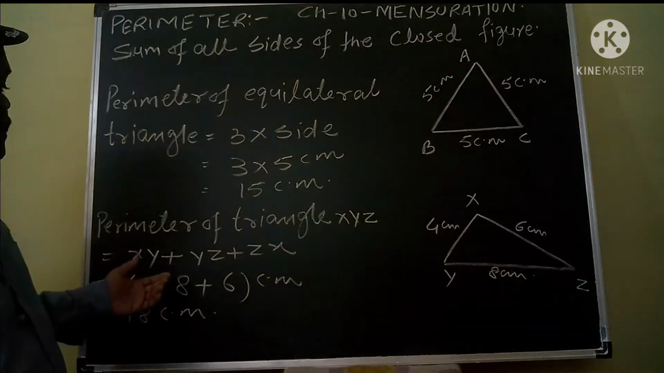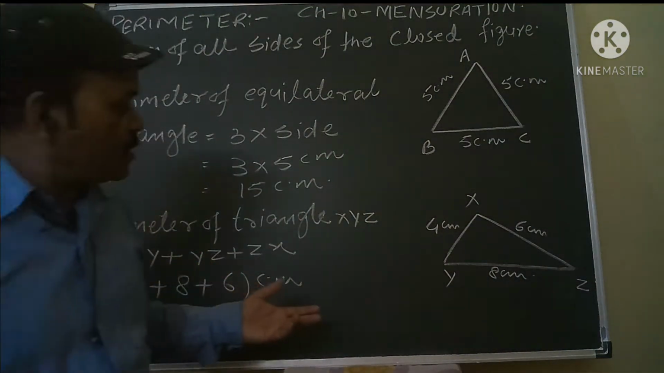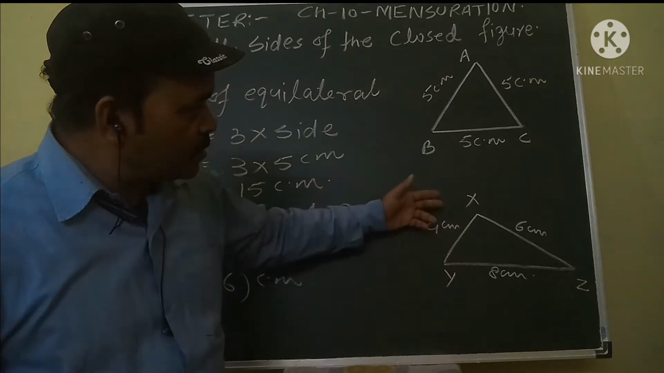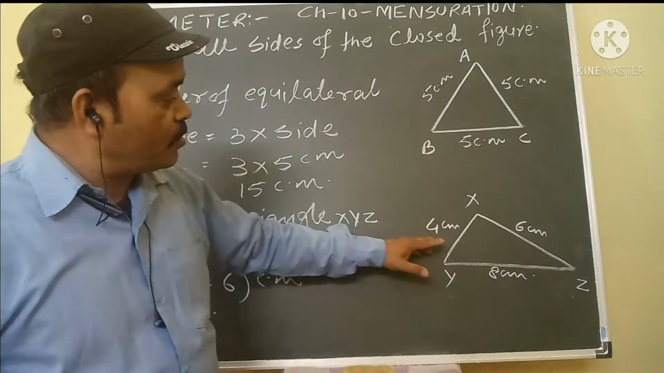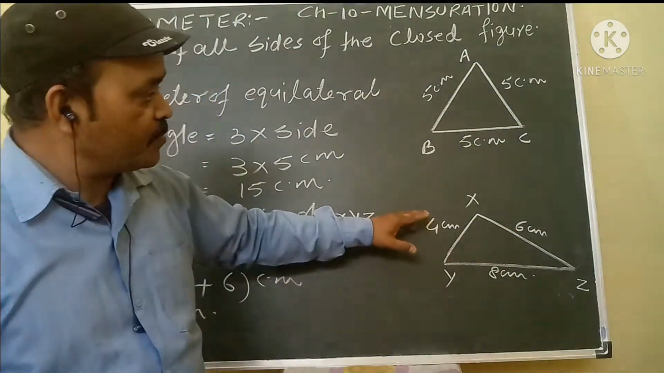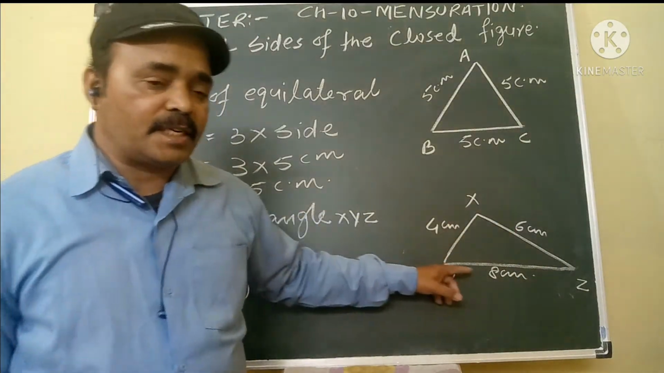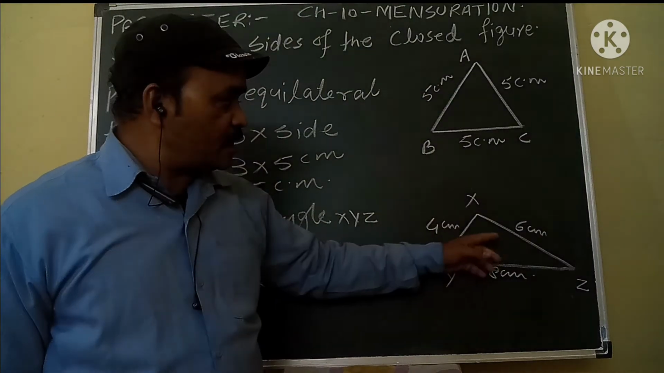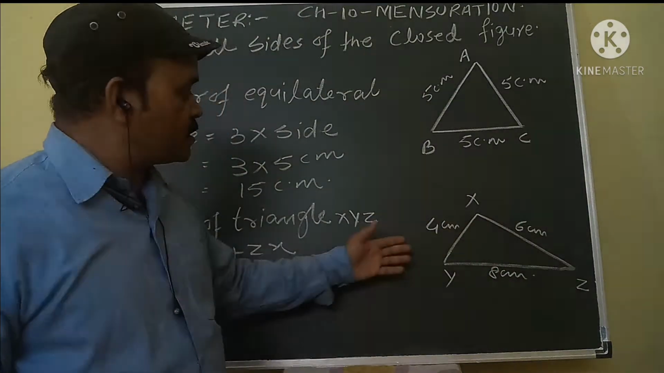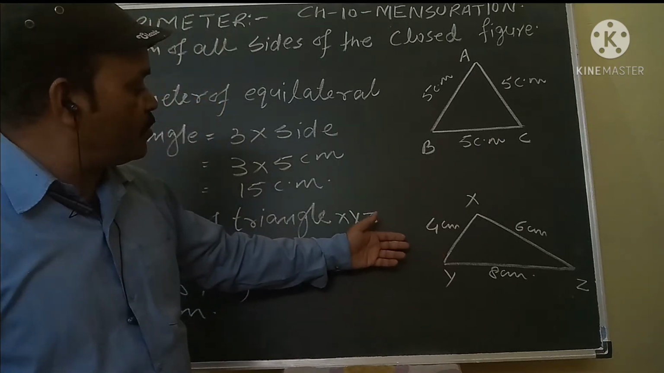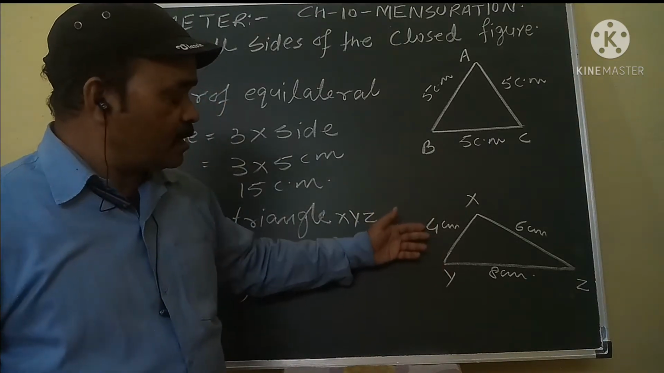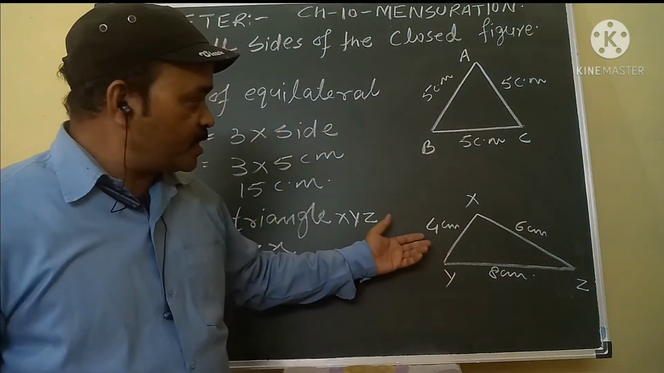Now, you have one more question. Suppose this is triangle XYZ. In this triangle XYZ, all sides have different measurements. It is called a scalene triangle. How will you find the perimeter of a scalene triangle? We will apply the same method.